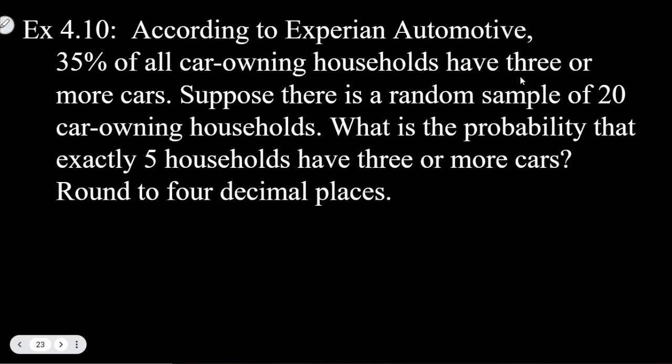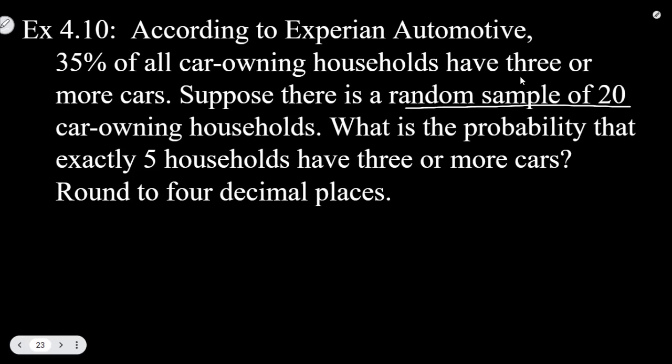Let's start by defining. First of all, we've got to have a fixed number of trials. And here is our random sample of 20 car-owning households. This is our n value. Next, the trials have to be independent, which means your probability of success has to be the same every time. And according to the experiment, 35% of all car-owning households, there is your probability of success. That's going to be p.